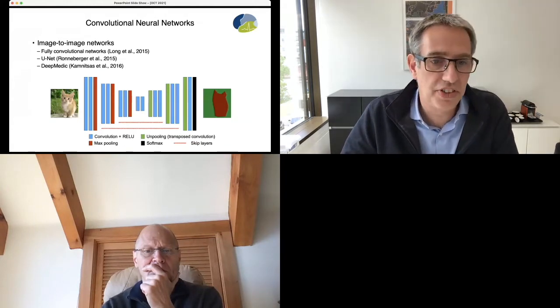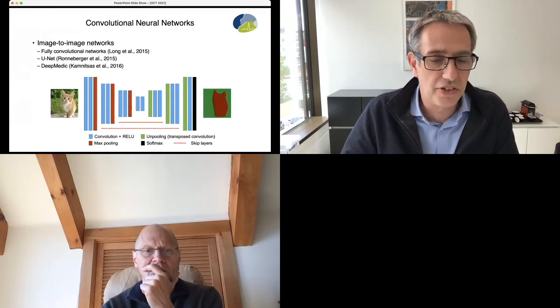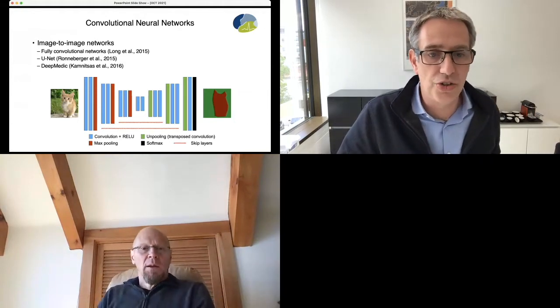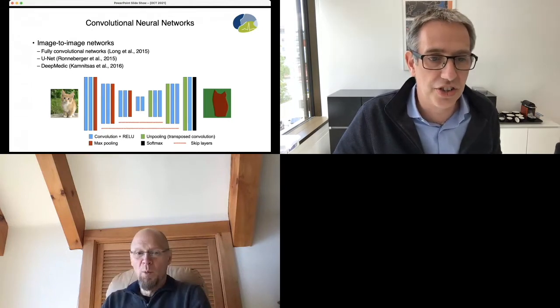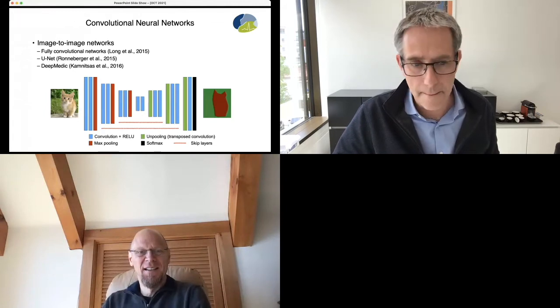And there are a couple of different architectures you can use for this. Probably the UNet from Olaf Ronneberger is by far the most well-known paper. I think it has over 20 or 30,000 citations by now. So this is sort of the standard approach for doing this.